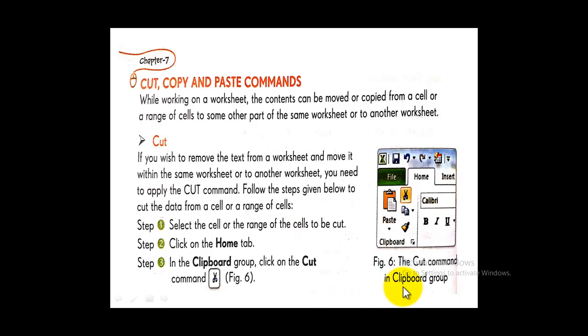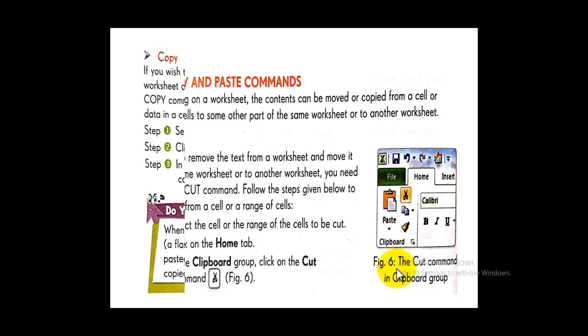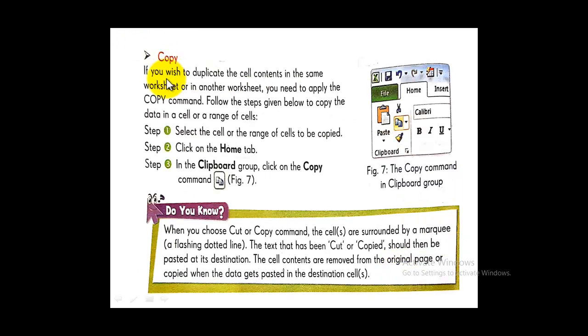Now the cut command in the clipboard group is shown in figure number 6 here. After this cut command, let's see the copy command. If you wish to duplicate the cell contents in the same worksheet or in another worksheet, you need to apply the copy command. Follow the steps given below to copy the data in a cell or a range of cells.